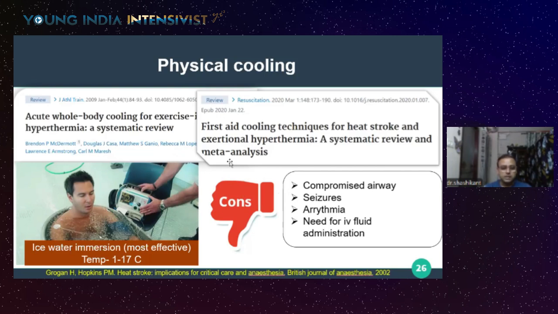But there are scenarios where it actually becomes difficult to manage the patient with ice water immersion, like when the patient has a compromised airway and we need to secure the airway, if the patient is having seizures or arrhythmias, and there is a need for IV fluid administration. In all these scenarios, these techniques become very difficult to use and implement.